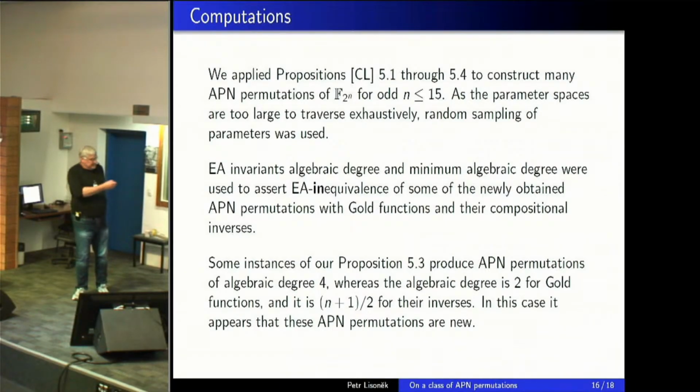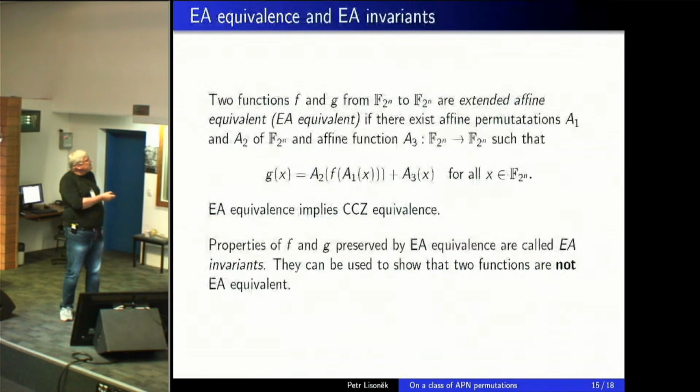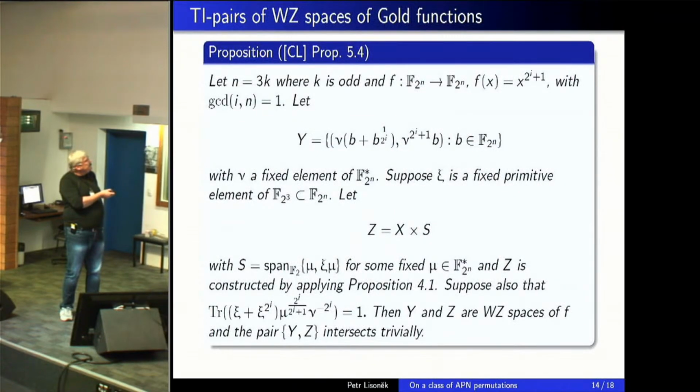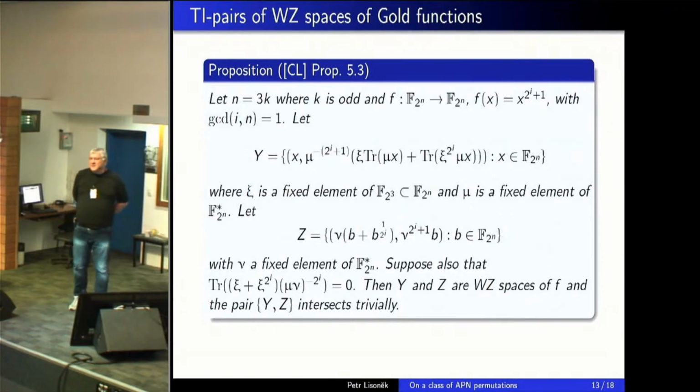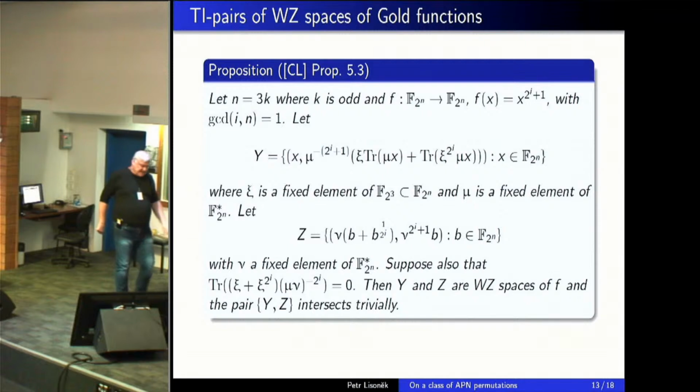The main result is that it's proposition 5.3 that produces the new APN permutations. It's not so surprising, because it's the richest one. It has actually 3 parameters: 2 parameters are in the domain of the function, and 1 parameter is in the subfield F8, so it's required that the dimension is an odd multiple of 3.